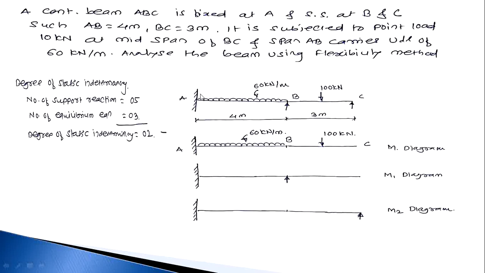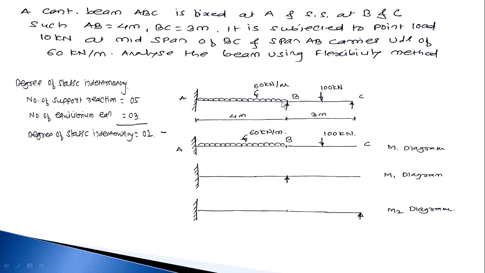So this is the given beam, that is ABC. End A is a fixed one and B and C are simply supported ends. The AB span is 4 meter and BC span is 3 meter. On that, AB carries 60 kN per meter UDL and on the BC a point load of 100 kN at the midspan.